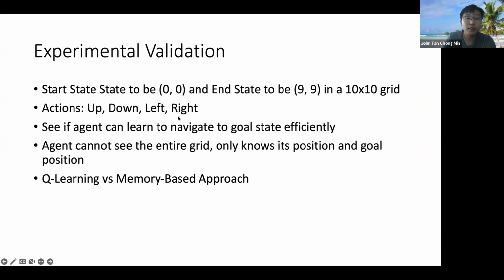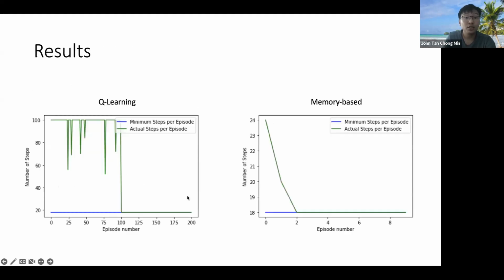We can move up, down, left, right. No obstacles at all. All squares can be moved to. We see whether the agent can navigate to the goal state efficiently. The caveat is that the agent cannot see the entire grid, it only knows its current position and the goal position. So we try a Q-learning approach versus the memory-based approach that we just showcased. So these are the results.